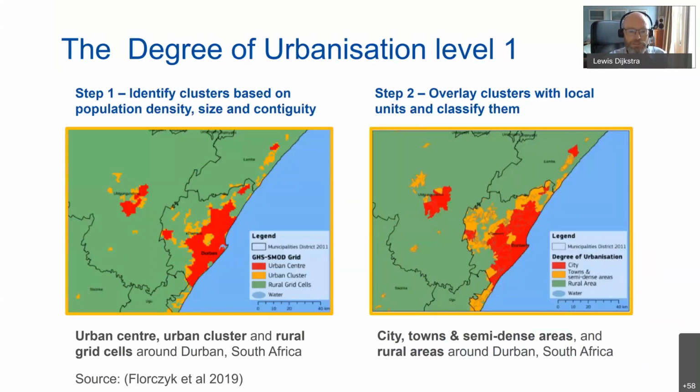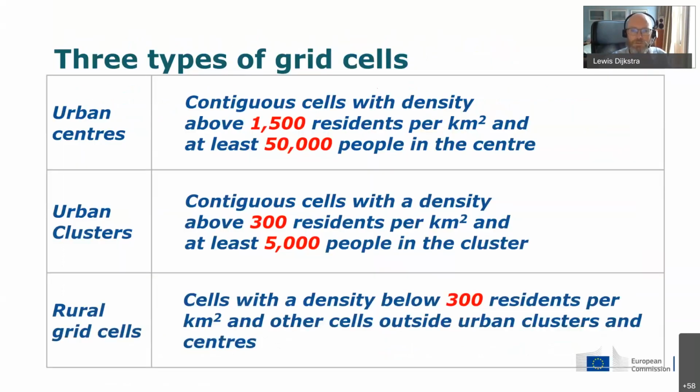So on the left-hand side, you see an example. This is a population grid estimated together with SANSA by the JRC. And so we identify cells which are part of an urban center and part of an urban cluster and the remaining rural grid cells. And then we use those grid cells to define the types of areas. So you can have a city like Durban, or towns and semi-dense areas that could be like peri-urban or suburban, or smaller towns and rural areas. In a nutshell, we have three types of grid cells.